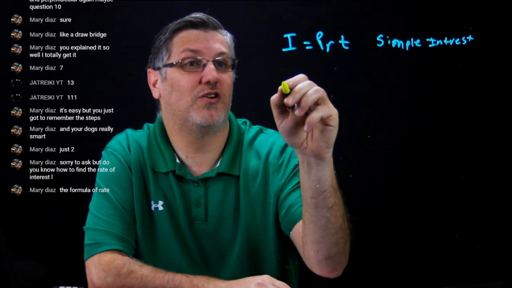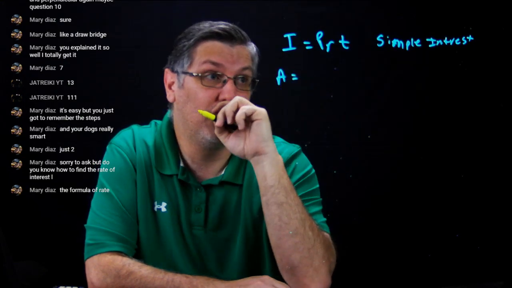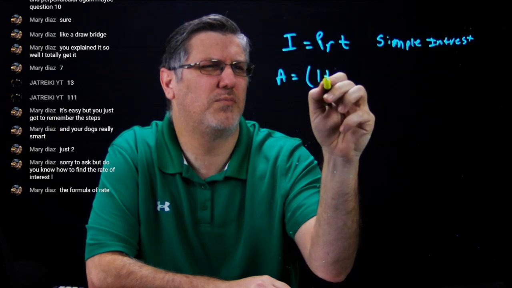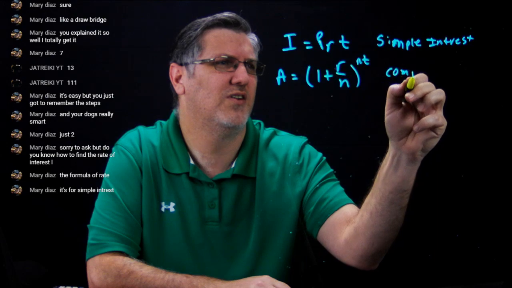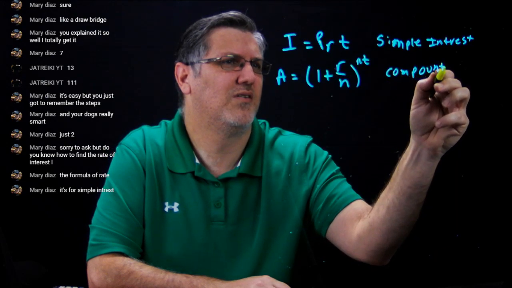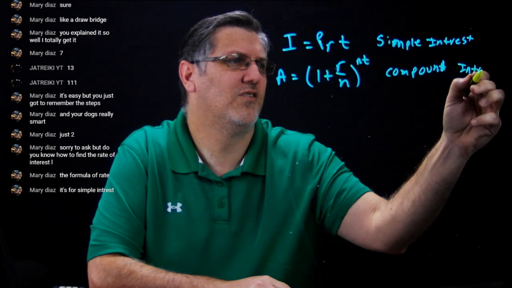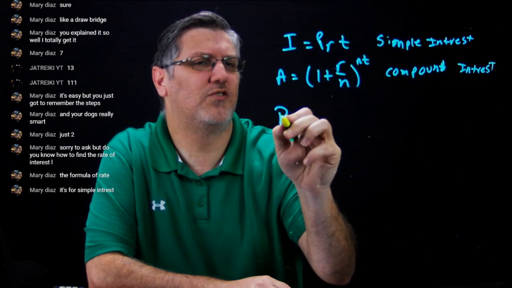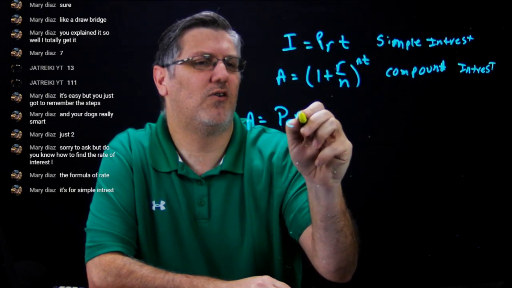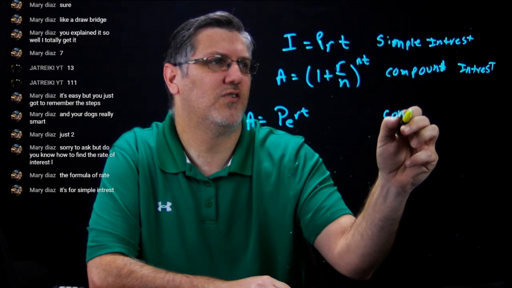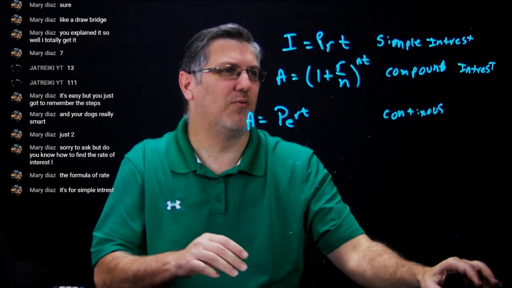For compound interest, we have your amount equals, I want to say it's 1 plus r divided by n over nt. I think this is compound interest. Yeah, simple interest. This is for compound interest. And then we have principal. Oh, this would have been your amount equals Pe^(rt), and this is for continuous. I think that one's right. It's been a while since I've done that one.